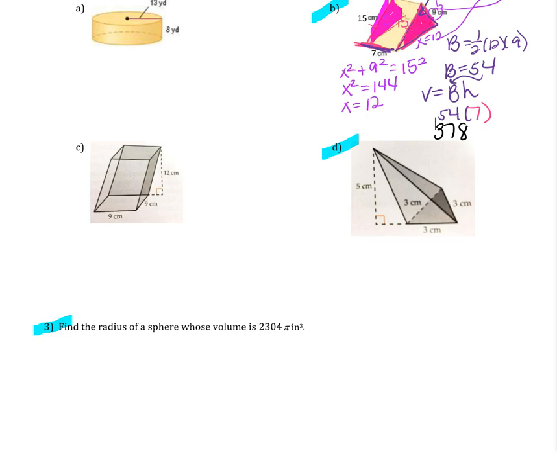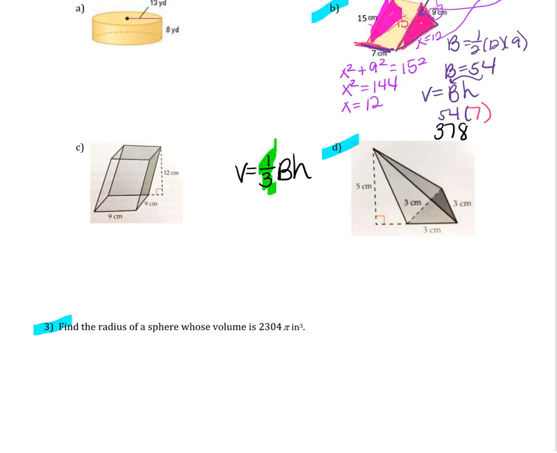Now this is a pyramid, which means our general formula is 1/3 area of the base times the height. The 1/3 is the most missed part of this, okay? The base is actually an equilateral triangle. You guys see that? Okay.